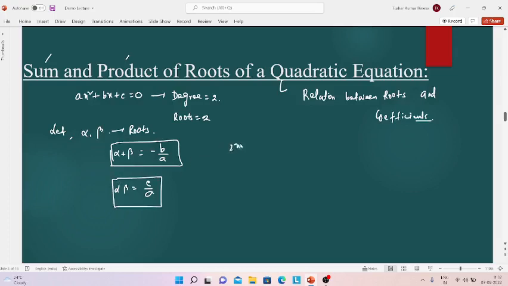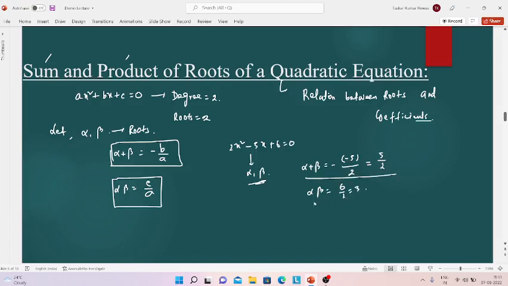Suppose an equation is given to you, which is 2x square minus 5x plus 6 equals to 0. If alpha comma beta are the roots of this equation, can you tell me what will be the sum of the roots? It will be alpha plus beta, which equals minus of minus 5 upon 2, so it will become 5 by 2. And what will be the product of the roots? It will be 6 by 2, which is 3, right? So the sum of the roots will be 5 by 2 and the product of the roots will be 3. So this is basically a relation between roots and coefficients, or you can say the sum and product of the roots of the equation.